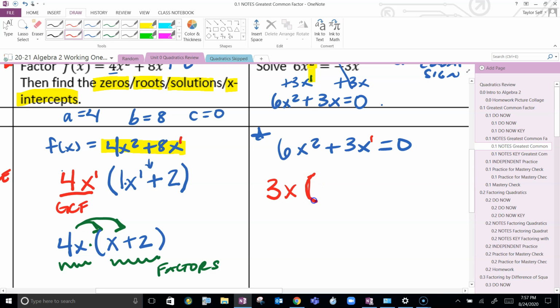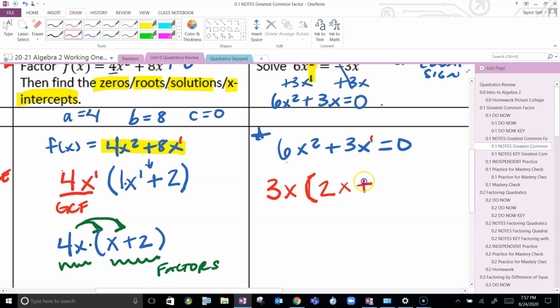Then we close our parentheses and we divide now. We started with 6. We need to divide by 3. 6 divided by 3 is 2. And then we had 2 x's in the first place with the 6, but we took 1 away. So 2 take away 1, you only have 1x left.